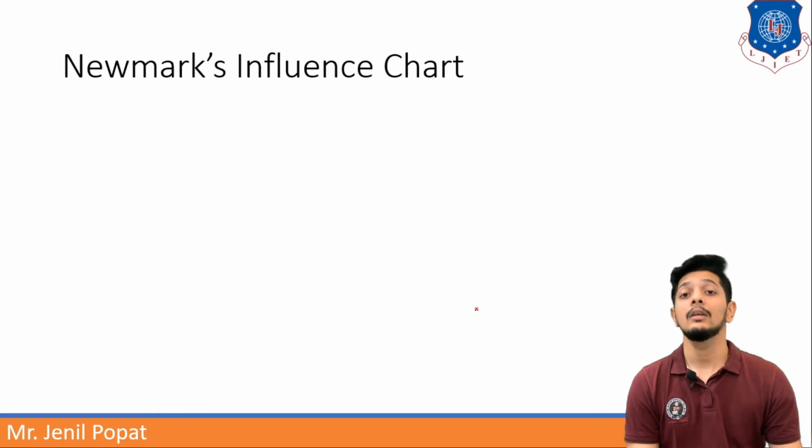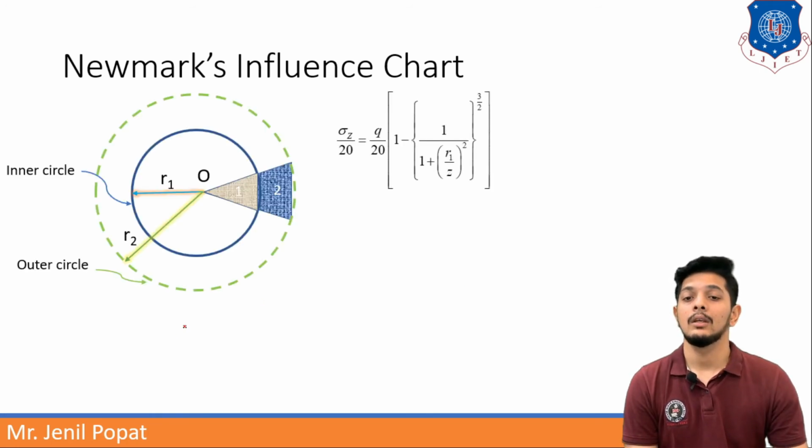Let us understand through this figure. Now O is the center of two circles. Here we can see two circles having radius R1 and R2. Here sector number 1 and sector number 2 can be seen. Every sector will have the same vertical stress value. Now this blue one is called the inner circle and this green one is called the outer circle.